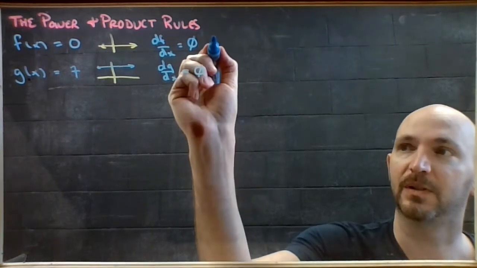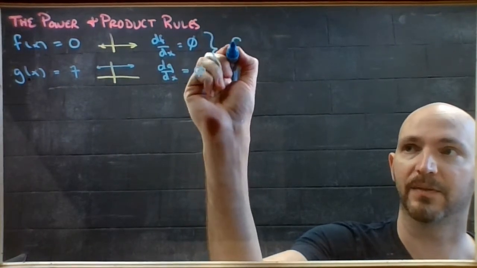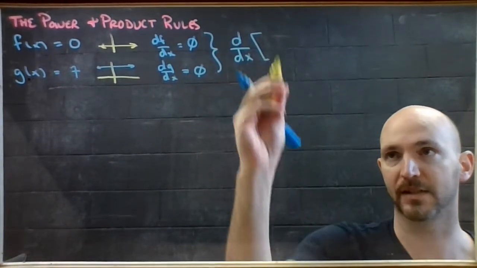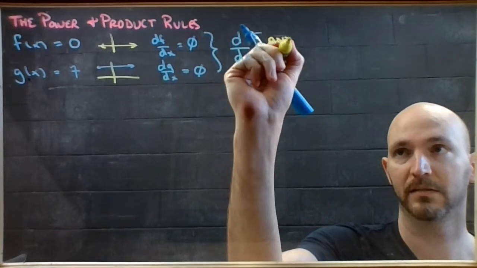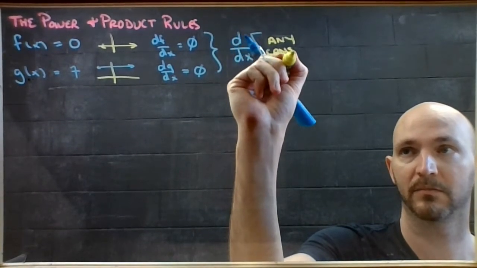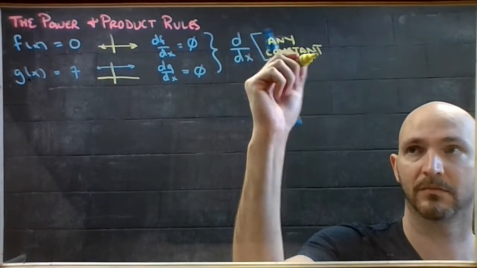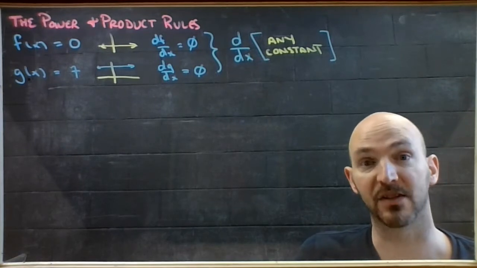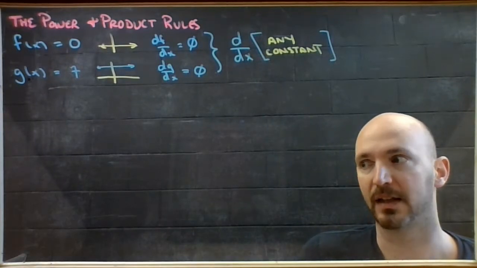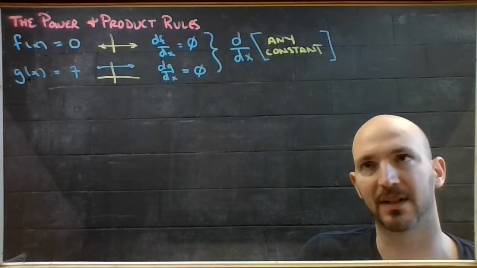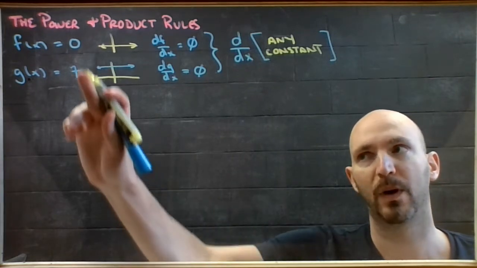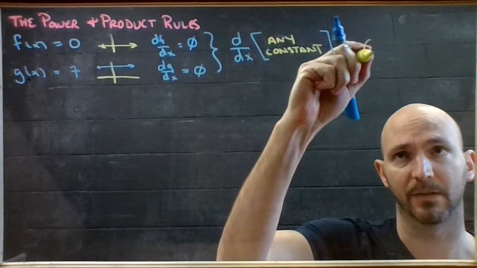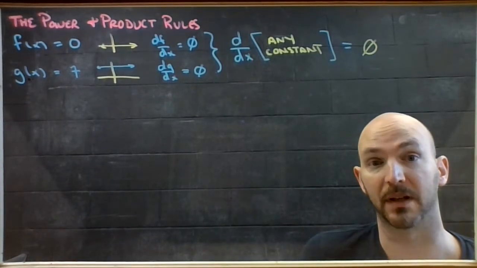Which brings us to a sort of summary here, that the derivative operator applied to any constant, so that means any number, like 5 or 10 or minus 12 or pi or negative 0.3698492. It doesn't matter. If it's just a number with no x involved, then the derivative of that thing is 0. End of conversation. So you can just drop it.